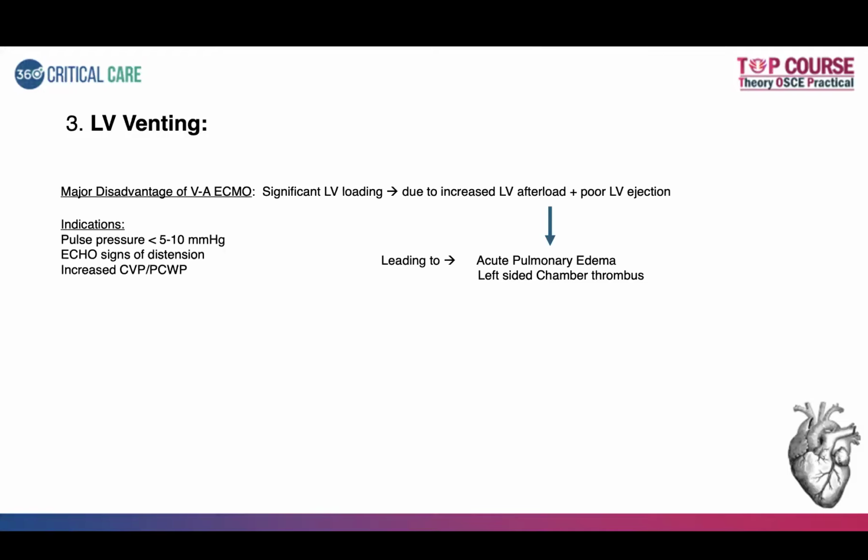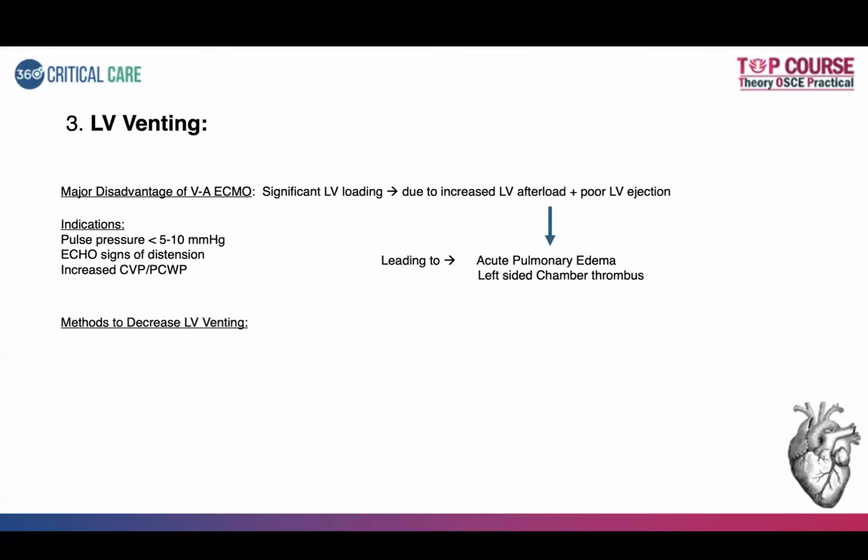left ventricle. So when do you want to proceed with LV venting? When the pulse pressure is less than 5 to 10 millimeters of mercury, there are echo signs of distension, or there is increased CVP or PCWP.